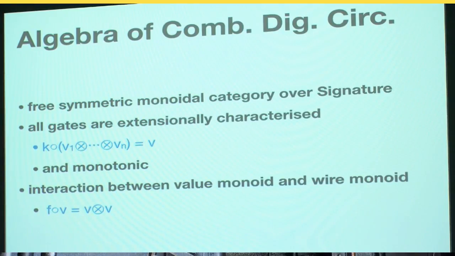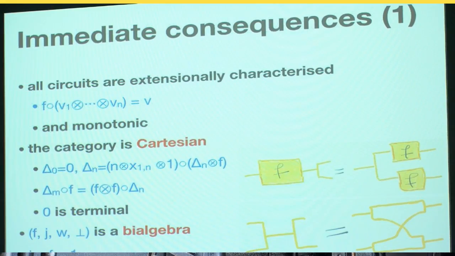That's not a mathematical derivation. Oh, here you say all gates are existentially characterized. Yeah, and here is immediate consequences of all circuits. Oh, all circuits. Yeah. Okay. See.